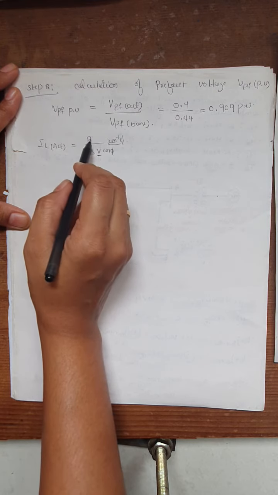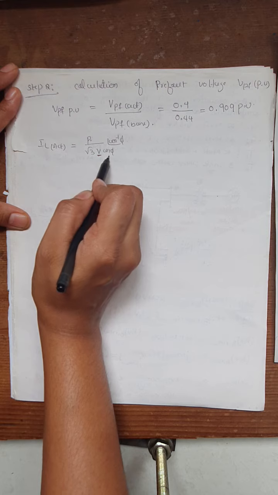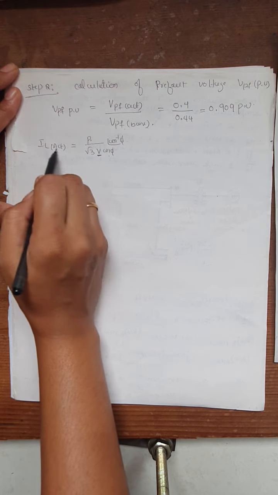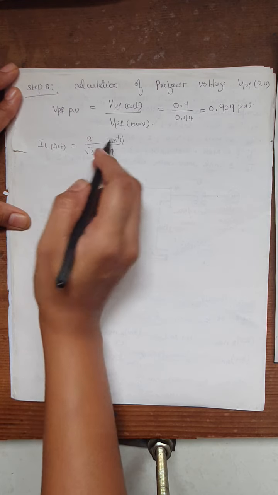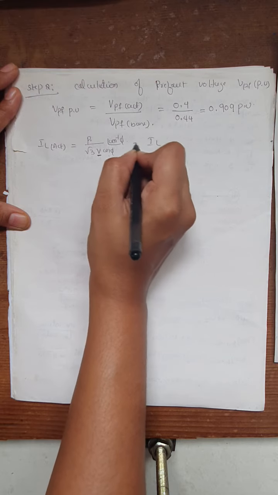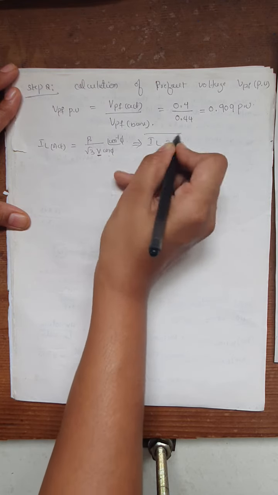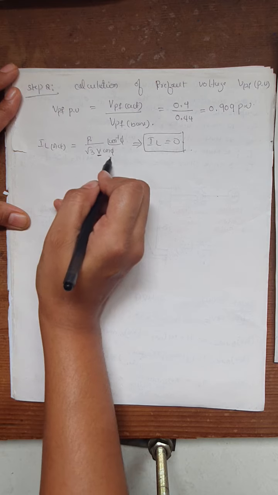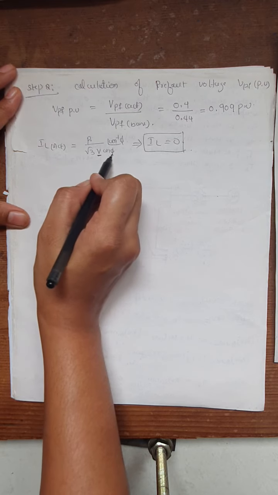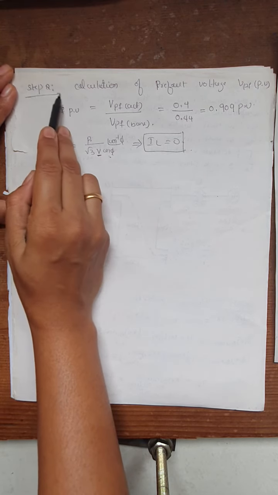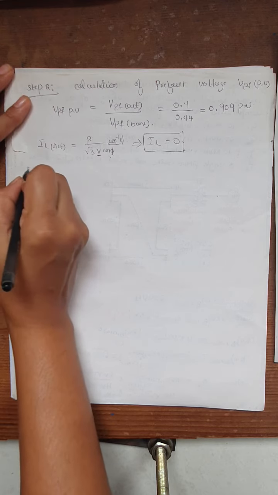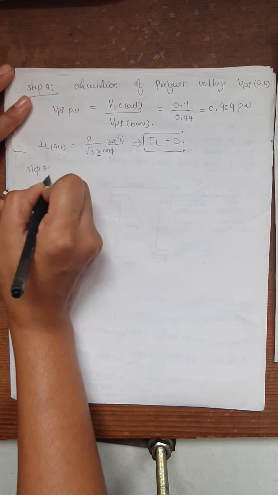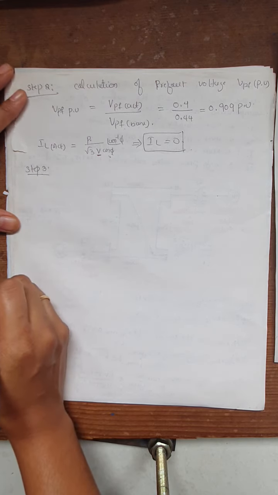They have not given the details of P and also cos phi. So that is why we can directly consider this IL value to be equal to 0, because the power and the power factor are not mentioned in the problem. So now step 2 is completed. We'll proceed with step 3, that is the fault current calculation by using Thevenin's theorem.